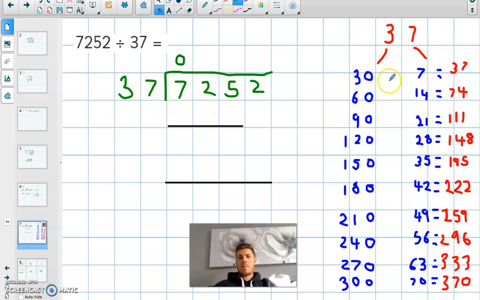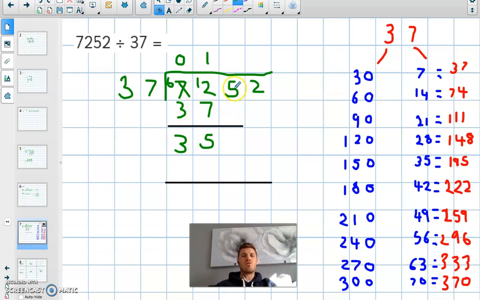So I can use that to see how many 37s are in each number. So, how many 37s are in 72? Well, I know there's only one. And what I do is I put that 37 below the 72 and subtract it. So 2 take away 7. Can't do. Got to borrow from next door. So 12 take away 7 is 5. And 6 take away 3 is 3.